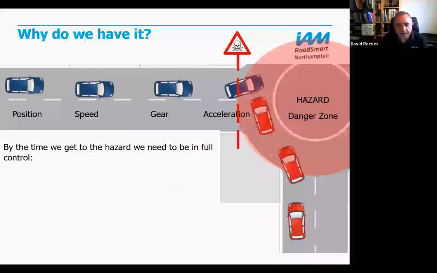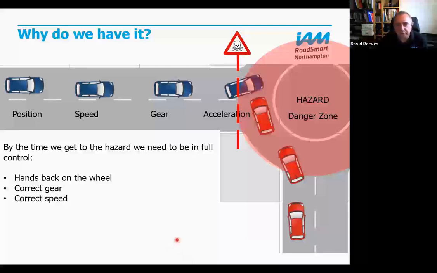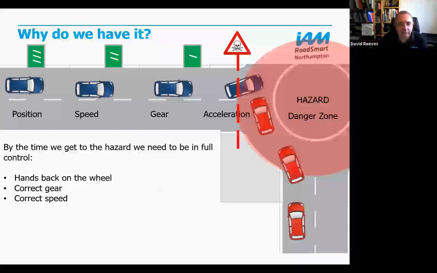So by the time we're there, in order to do that, we need our hands back on the wheel so we can steer effectively. We need to be in the correct gear, so if we need to accelerate or slightly decelerate, we're in the right gear. And of course, we need to be at the right speed. So this part of the system is giving us full control once we're in that danger zone. And effectively, as I said before, it's counting down.